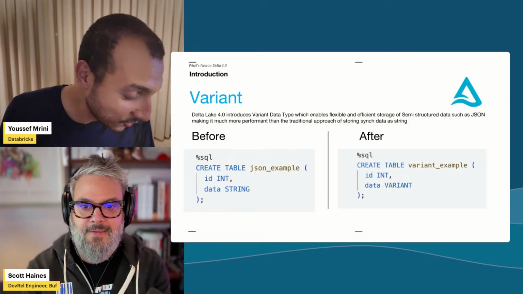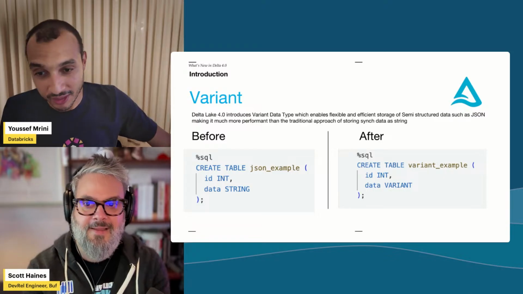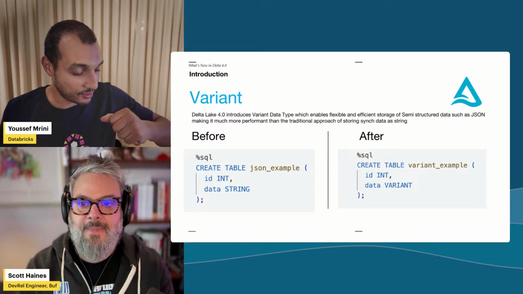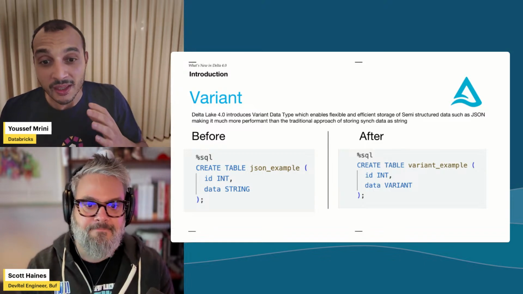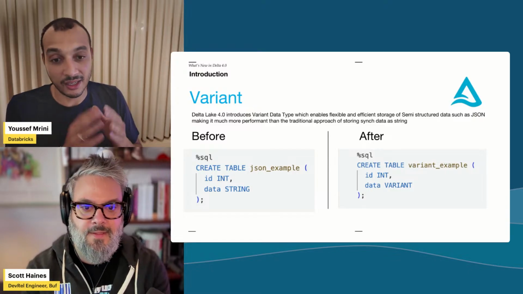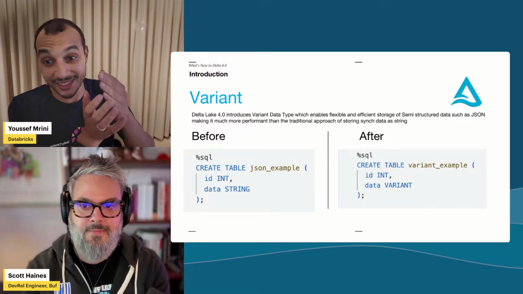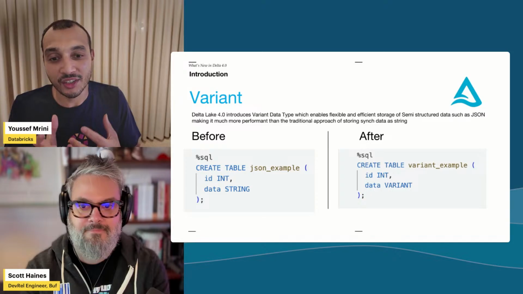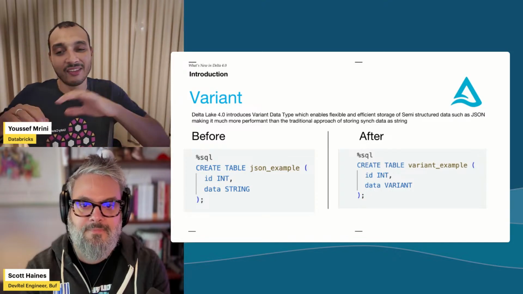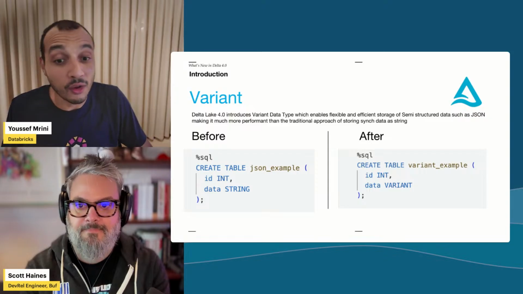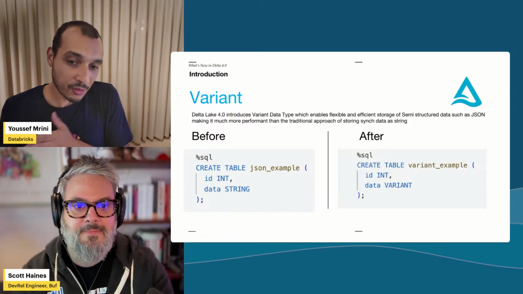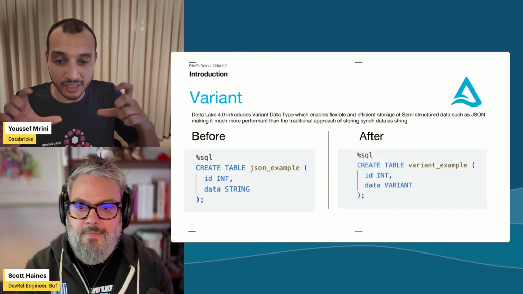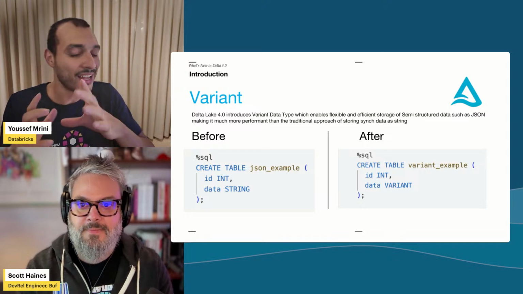And also the next feature I think is very important, especially for those who have to handle semi-structured data. Over here, it enables flexible and efficient storage of this semi-structured data, and it will make it much more performant than the traditional approach of storing it as a string and then having to trim it or do a lot of transformations. In the past, you had to create, for example, a JSON example: an ID, and then your JSON stored in the data as a string.